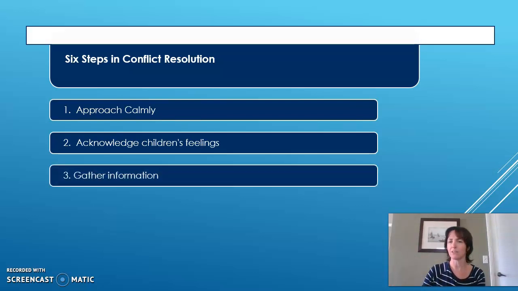Then you would gather information. "What's happening here? Can you tell me?" You're not judging again, you're just reiterating what they're saying. "Oh, let me see. Am I understanding right? Johnny took Sonia's book, and Sonia got upset and hit Johnny. Is that what happened?"